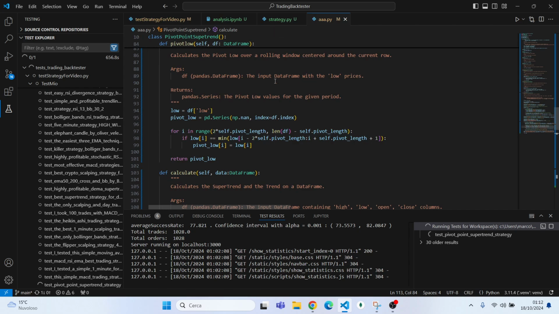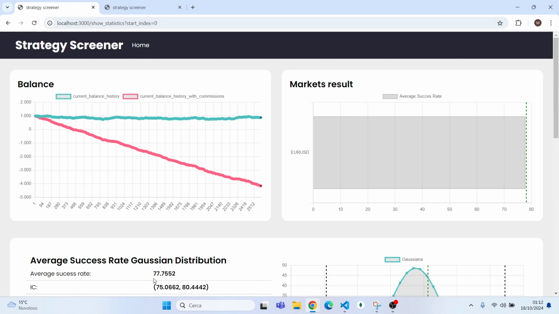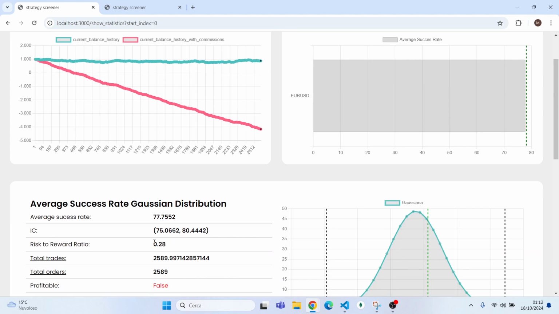But now let's see the average success rate. As you can see, it's really high, but the problem is that the risk to reward ratio is very low. So it's not good, and as you can see, it almost breaks even, but with commissions, a disastrous result. Why a disastrous result? Because we have a quite small stop loss and the average success rate is not so good, so the commissions will blow up your account. Basically, you will lose a lot of money.